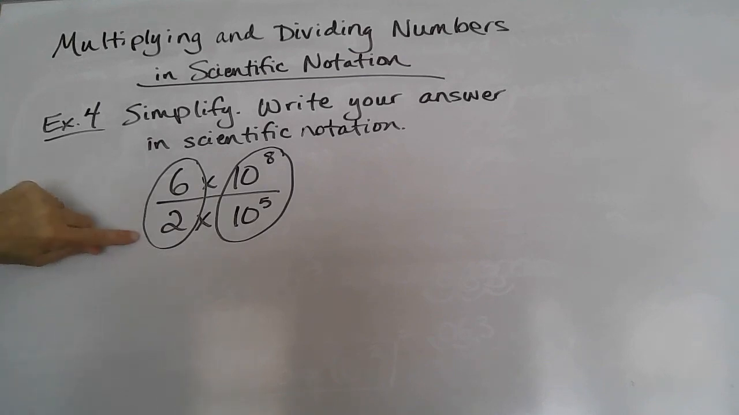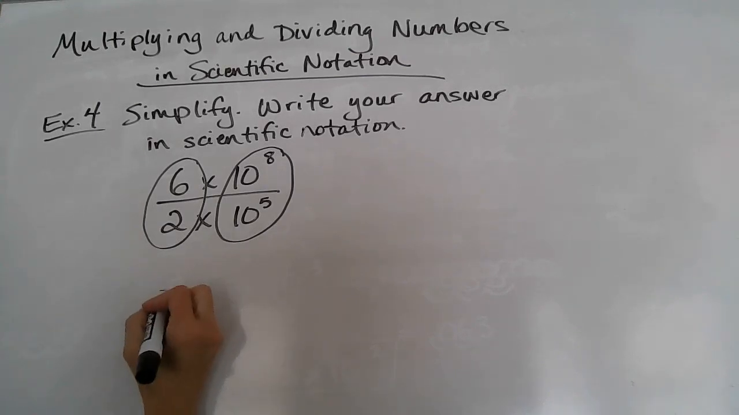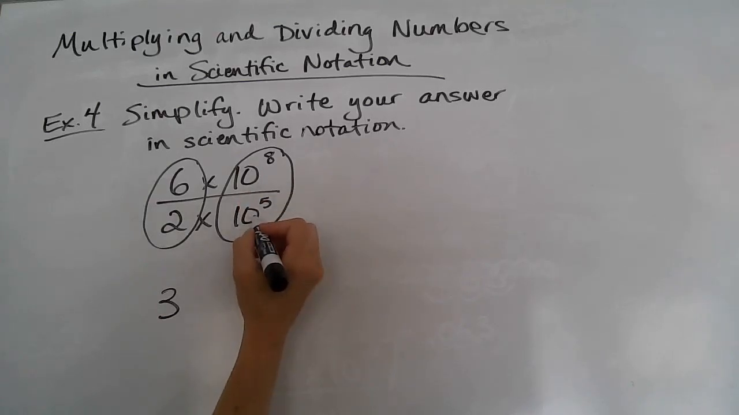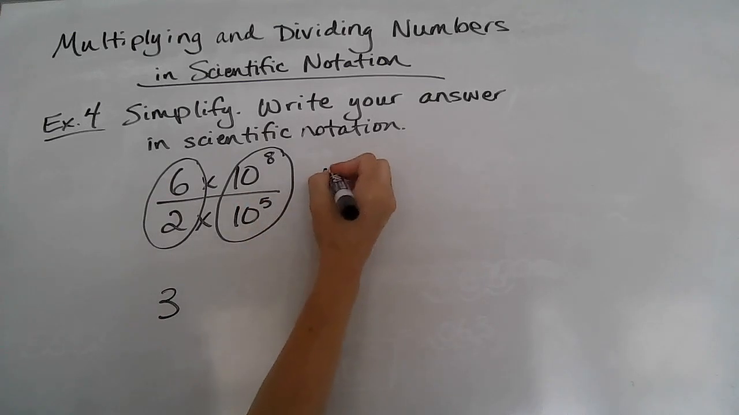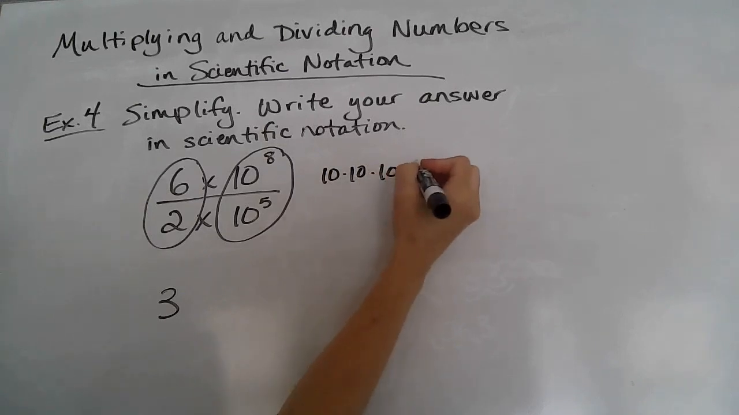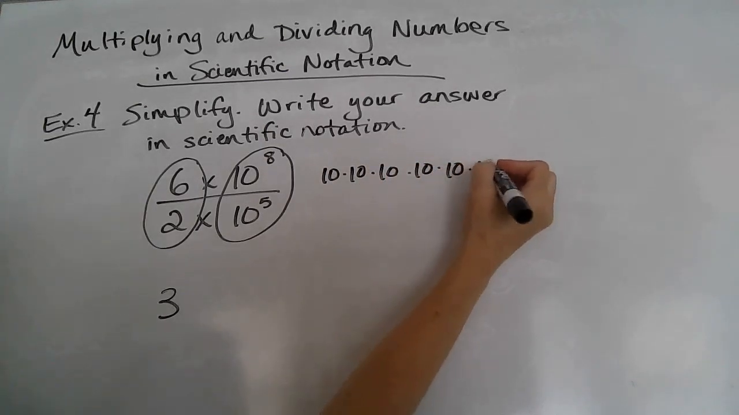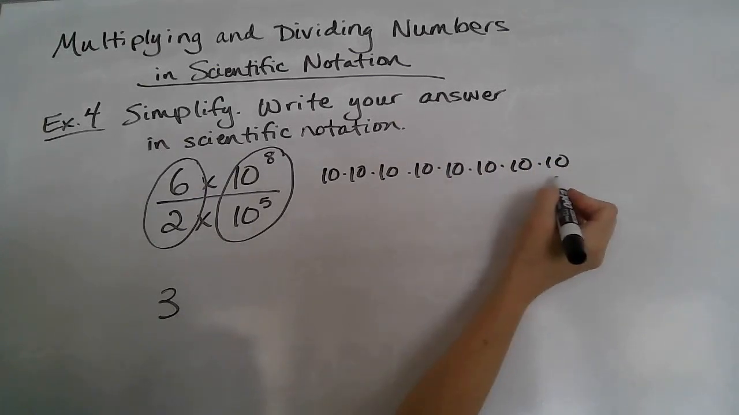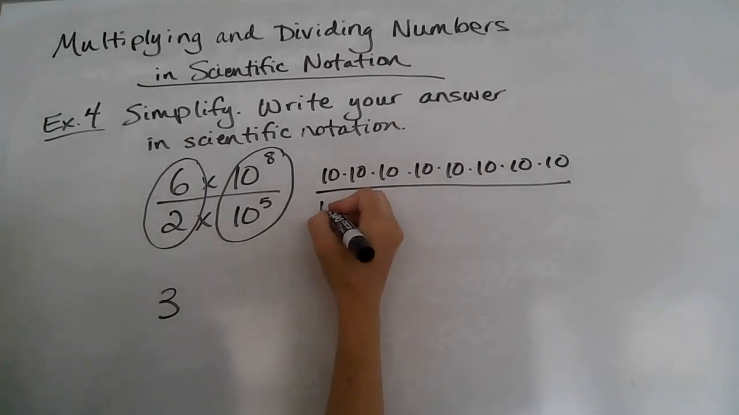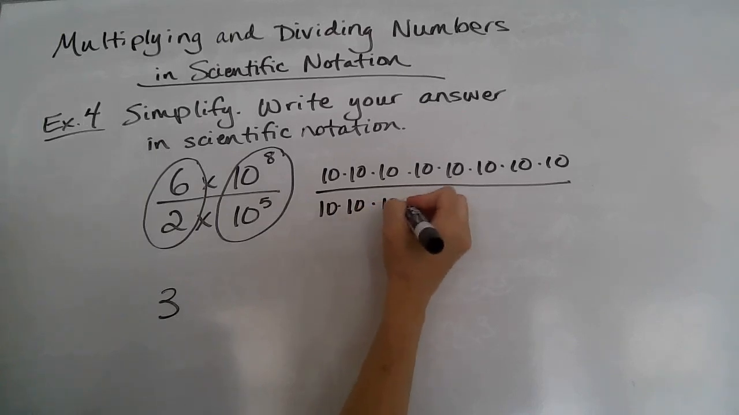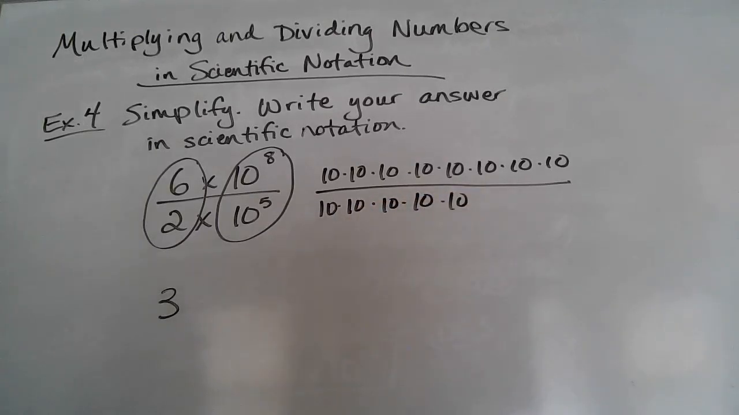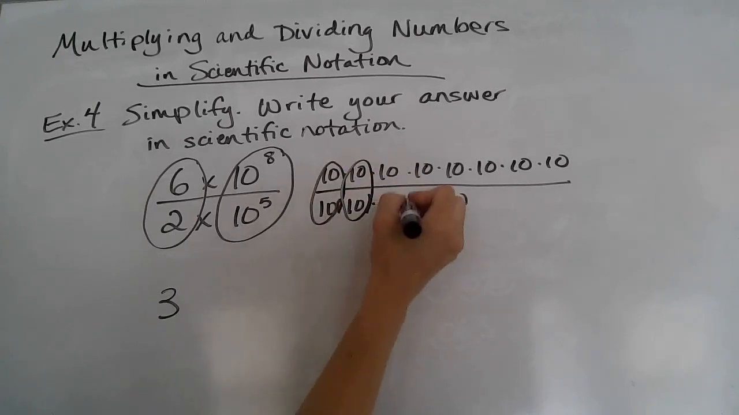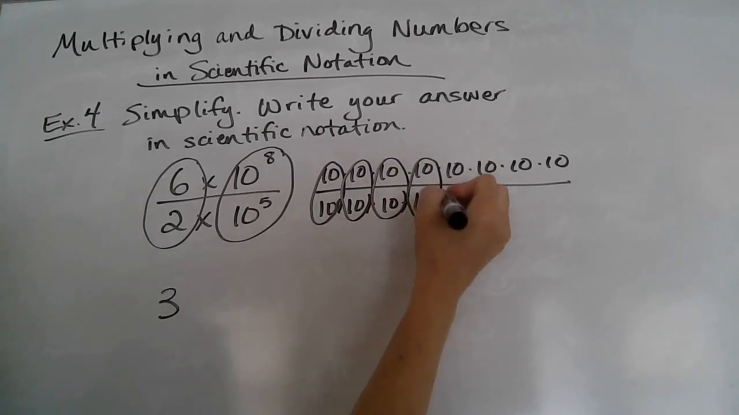So 6 divided by 2, that's nice, it's just 3. We have 10 to the 8th in the numerator, 10 to the 5th in the denominator. If we write it out the long way, we've got 8 tens in our numerator. And in the denominator, we have 5 tens that are going to cancel out 5 of these tens in the numerator. They cancel them out because we have 5 sets of 10 over 10, and 10 over 10 equals 1.